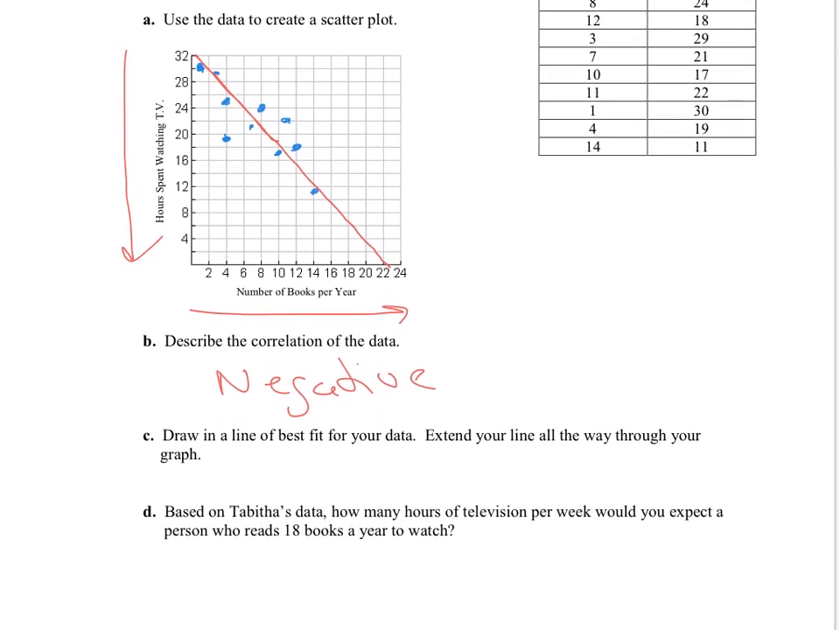Number 12 says, based on Tabitha's data, how many hours of television per week would you expect a person who read 18 books a year to watch? So let me scoot this down. Oh, that's perfect. So here we go.